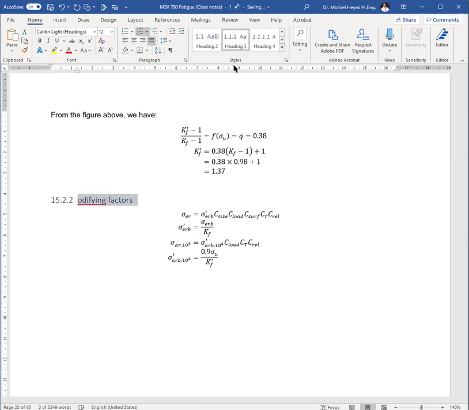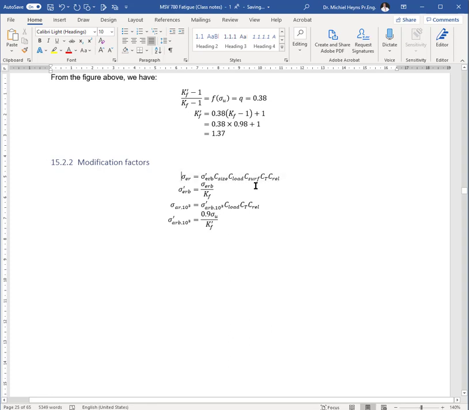Now what we have in this case, from the formula sheet, is that we already calculated KF and KF ascent, the fatigue notch factors. But we still need to look at modifications for size, load, surface finish, temperature, and reliability. Now, let's do them in the order as they are there. Let's first look at size.